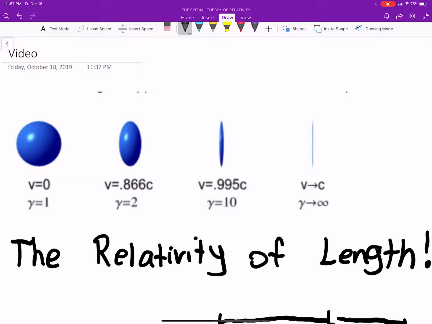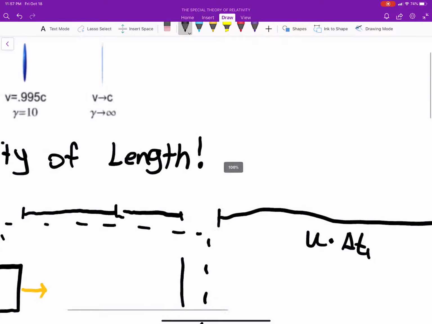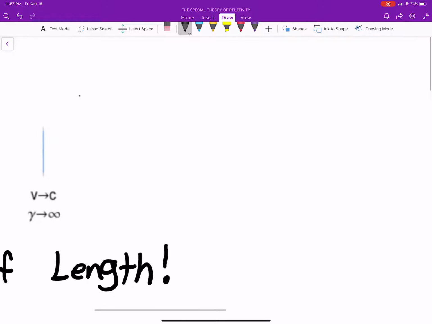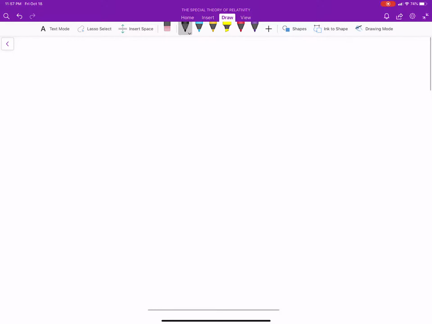So today we're going to talk about the relativity of length. Last time we talked about time dilation and the relativity of time, and we've done a few examples with it. I think it's important that we understand that, and then this will hopefully be a little easier to understand. I have a picture down here, but we'll look at that later. I'm going to go off to the side and draw something for us.